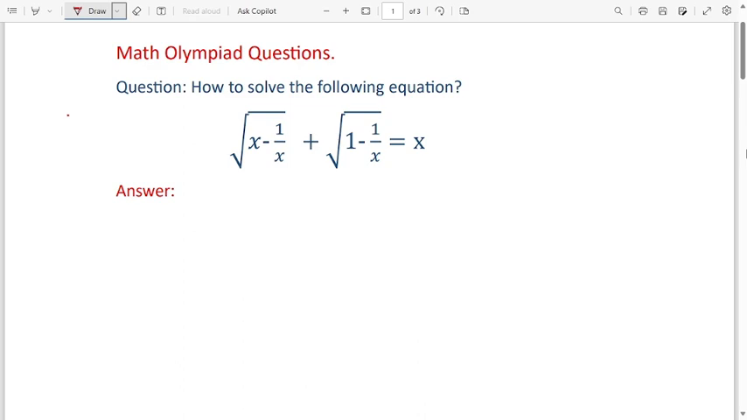Today we are going to solve a very interesting problem related to a math Olympiad question.